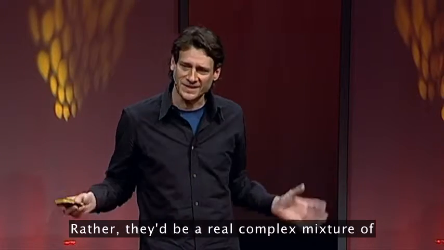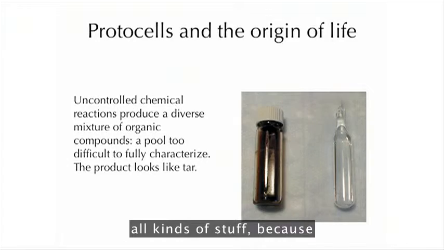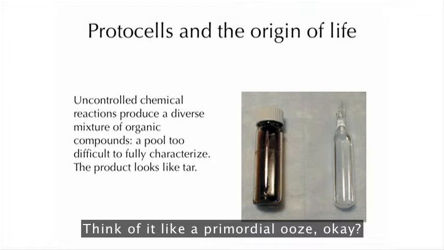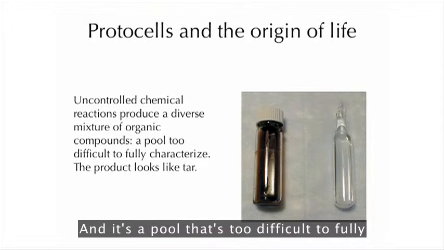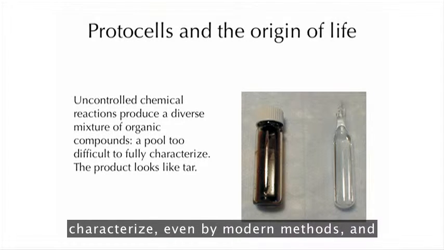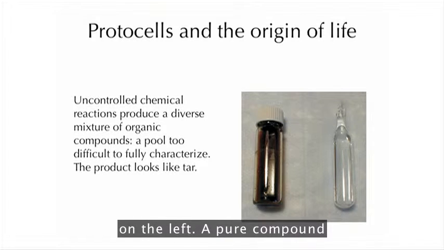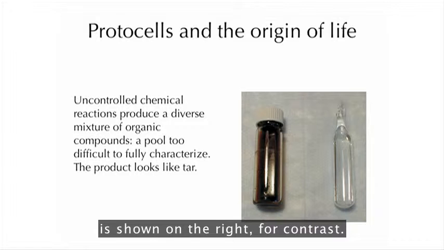Rather, they'd be a real complex mixture of all kinds of stuff, because uncontrolled chemical reactions produce a diverse mixture of organic compounds. Think of it like a primordial ooze, okay? And it's a pool that's too difficult to fully characterize, even by modern methods, and the product looks brown, like this tar here on the left. A pure compound is shown on the right for contrast.